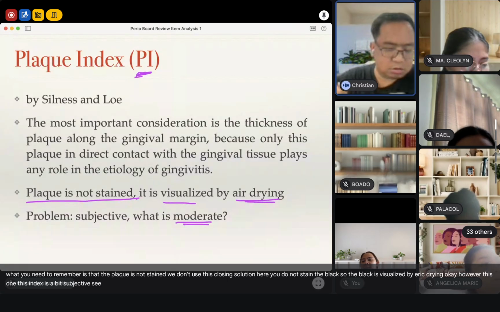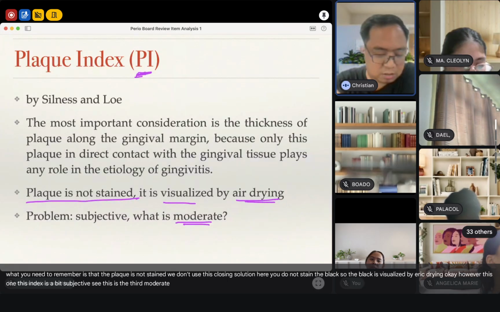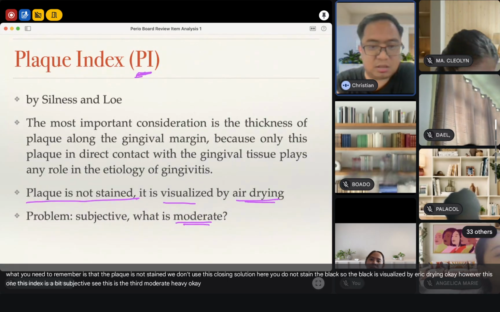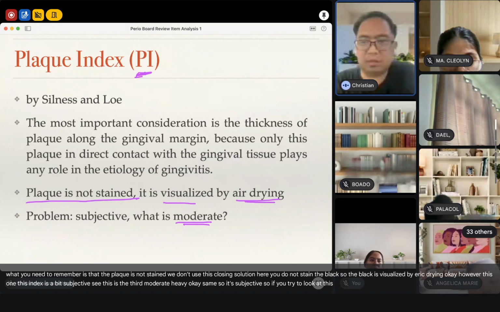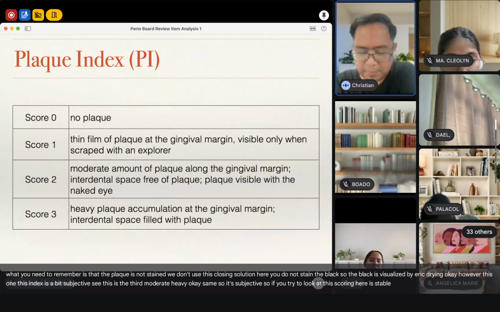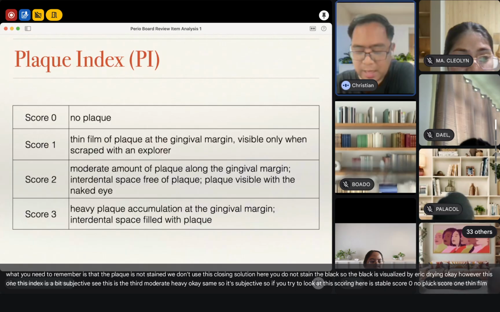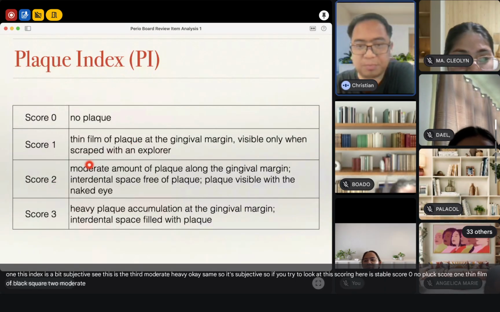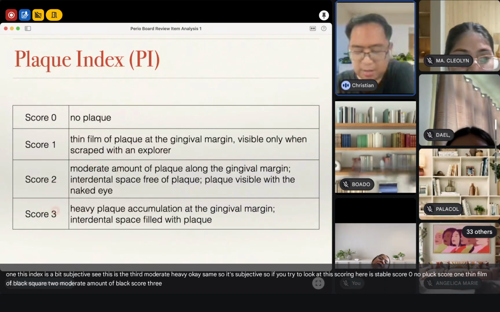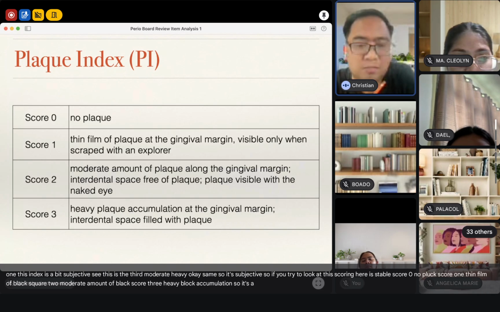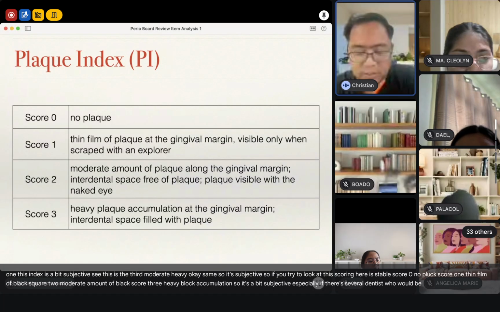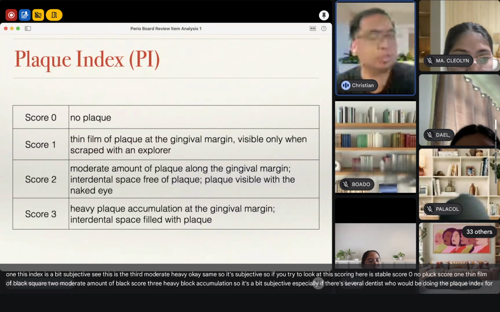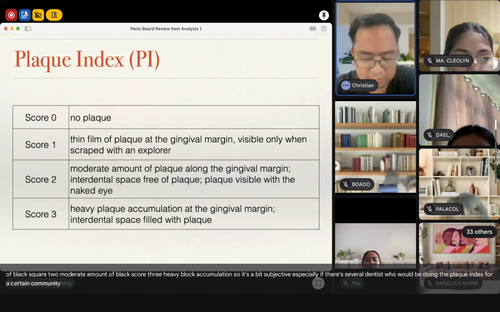See, the terms moderate, heavy, thin. So it's subjective. If you look at the scoring in this table: score 0, no plaque. Score 1, thin film of plaque. Score 2, moderate amount of plaque. Score 3, heavy plaque accumulation. So it's a bit subjective, especially if there are several dentists doing the plaque index for a certain community.